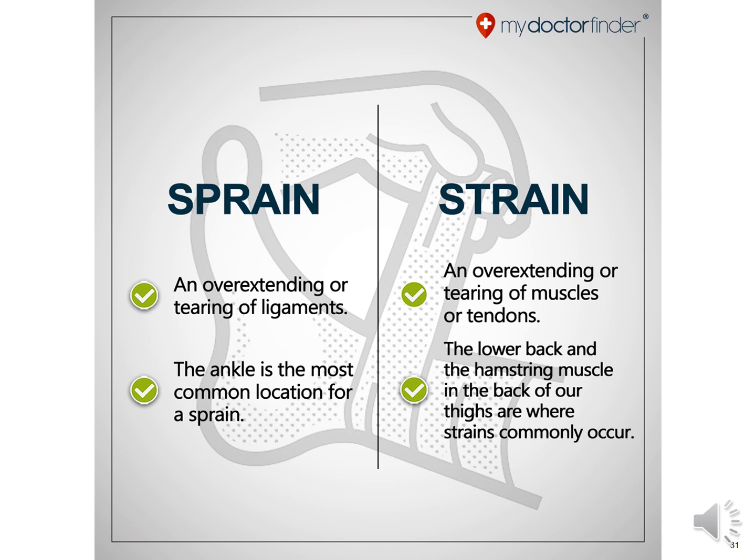So a sprain is a very common injury. I'm sure everybody in this classroom has probably had one at some point in time. Usually the ankle is the most common location for a sprain, and it's an overextending or tearing of ligaments that hold the joint together. A strain is an overextending or tearing of the muscles or tendons, and it can present very similarly. Low back and hamstring muscles are areas where this commonly occurs, sometimes in areas of the foot, shoulder, upper arm.